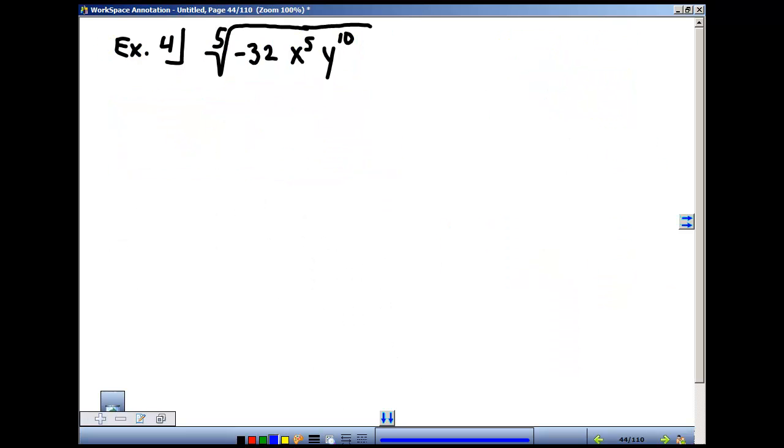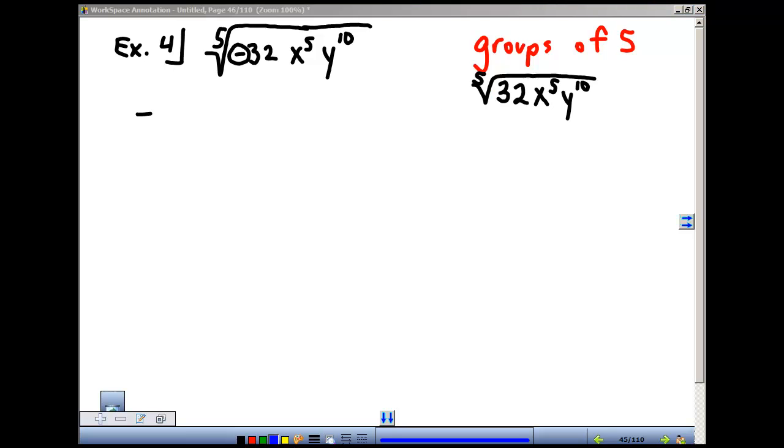Example 4. I need to go in groups of 5 because my index is a 5. I also want to pull out the negative sign at the very beginning. Any odd number index will give me a negative symbol here if there's a negative inside it.